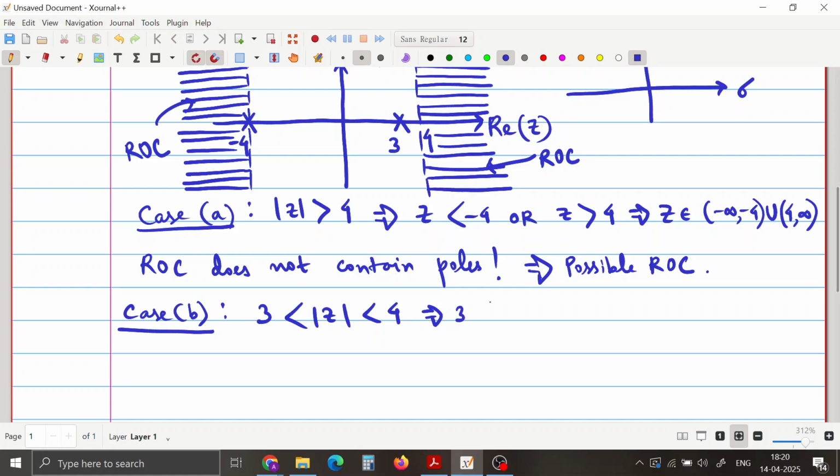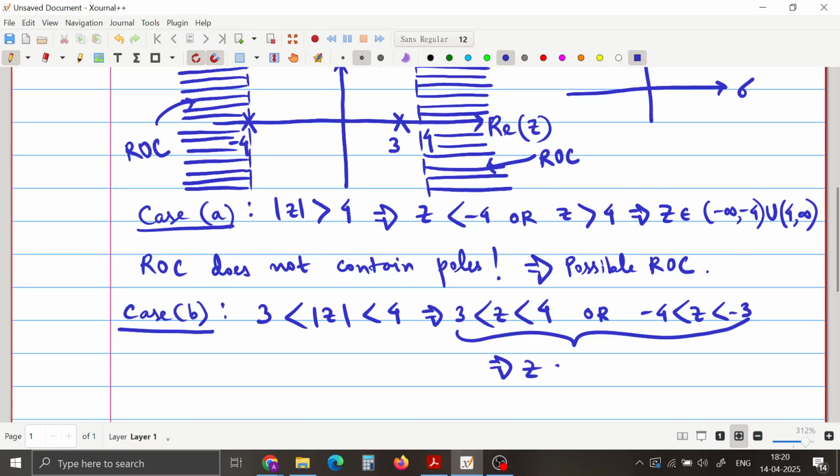either z is bounded between plus 3 and plus 4, or z is bounded between -4 and -3, right? And in terms of intervals also you can express this as z belongs to the interval -4 to -3 union +3 to +4, like this.